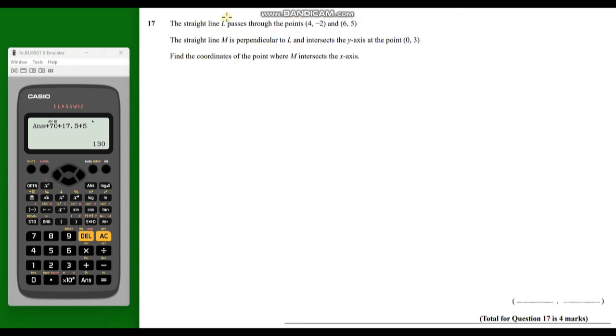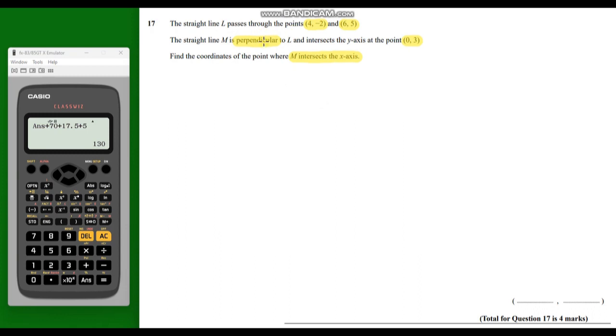Question 17. The straight line L passes through the points 4, -2 and 6, 5. The straight line M is perpendicular to L and intersects the y-axis at 0, 3. Find the coordinates of the point where M intersects the x-axis. So we've been given the straight line, the coordinates of L.